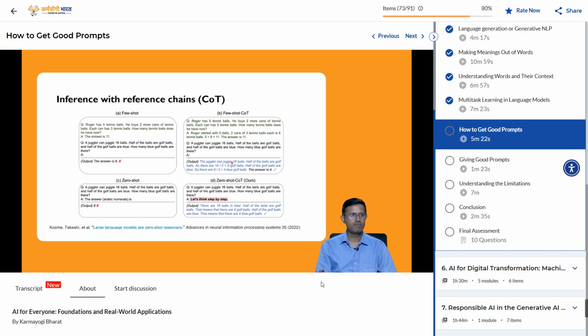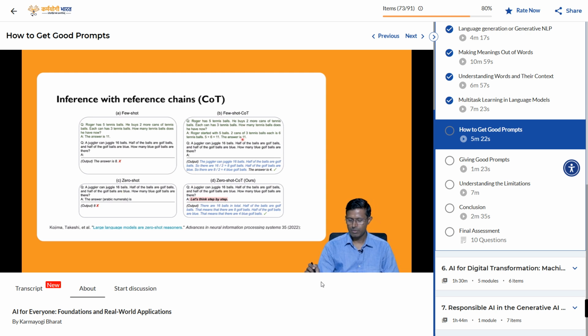Next, many times, specifically for mathematical reasoning tasks, it was observed that the models are unable to do well. For example, in this question: a juggler can juggle 16 balls, half of the balls are golf balls, and half of the golf balls are blue. How many blue golf balls are there? 16 balls, half of them are golf balls, so 8 are golf balls, and half of those are blue, so 4 are blue. The answer is 4, but here it is given as 8. Although we have given an example, the model has given an incorrect answer. And without the example or instructions, it again gave a wrong answer.